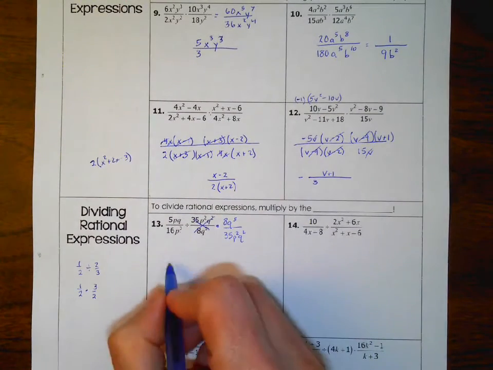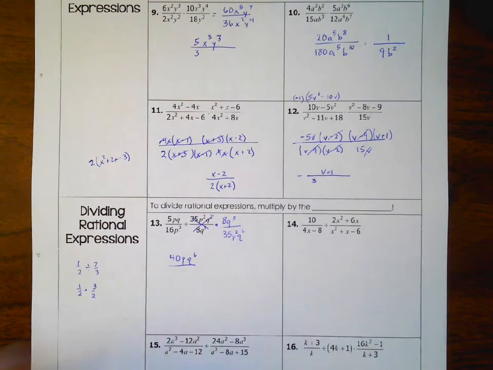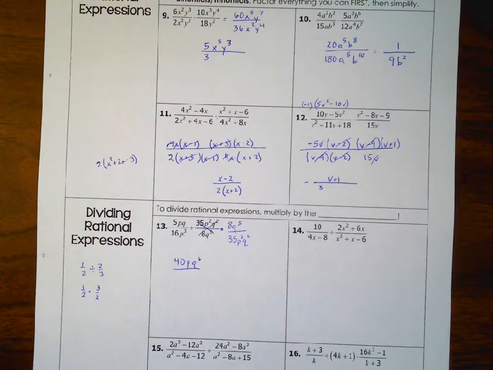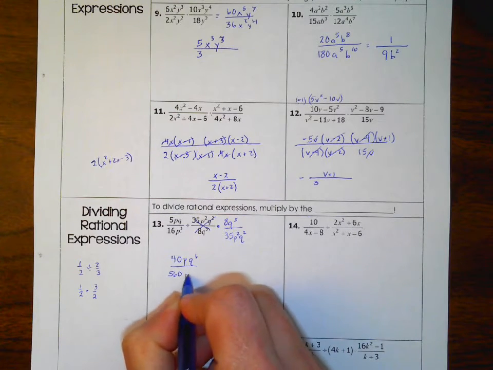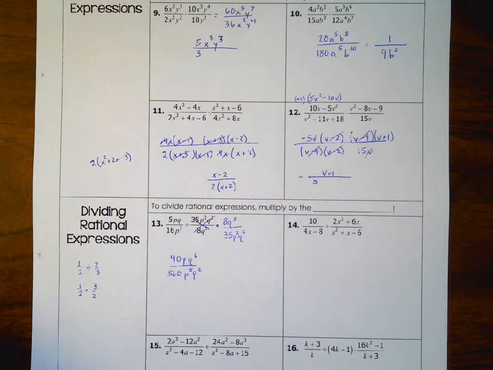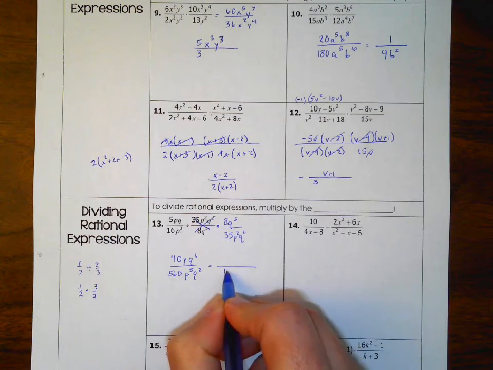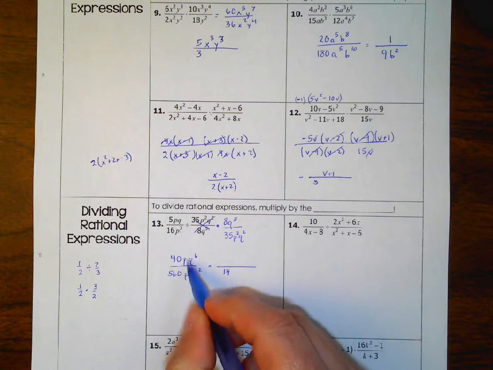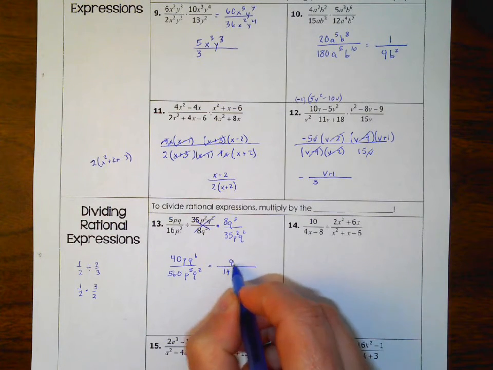So it would be 40pq to the 6. 16 times 35 gives you 560. P to the 5th and q to the 2nd. 40 divided by 560 is 1 over 14. Your p's, you have p to the 4th on the bottom. Your q's, you have q to the 4th on the top.